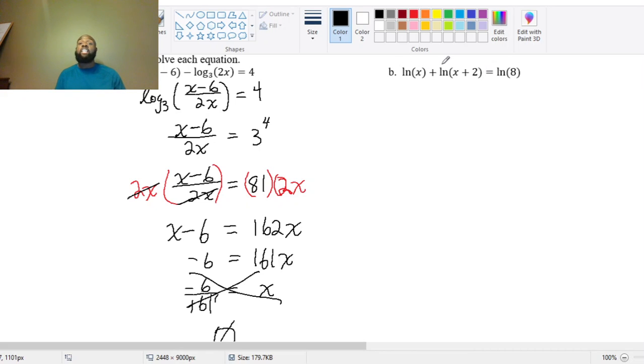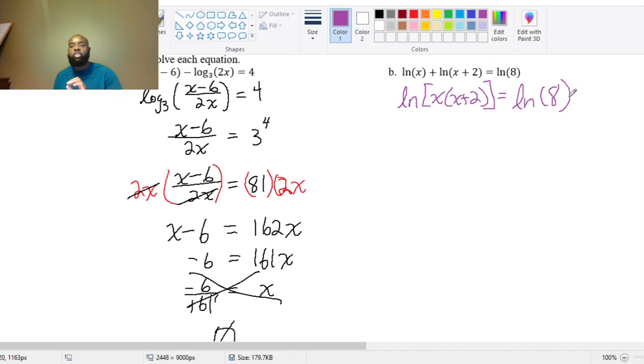I have the natural log of x plus the natural log of x plus 2 equals the natural log of 8. Again, I'm going to condense this into another logarithm. It's going to be the natural log of x times x plus 2. Because that is a plus sign, we can use our product rule. And now that I have this, all right, so this is the one-to-one property, right? I have the natural log of something equals the natural log of something.